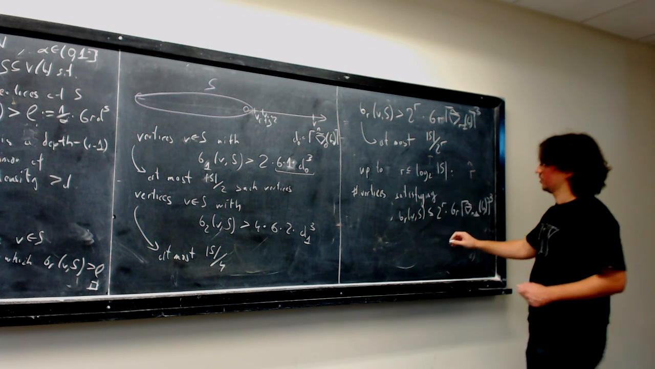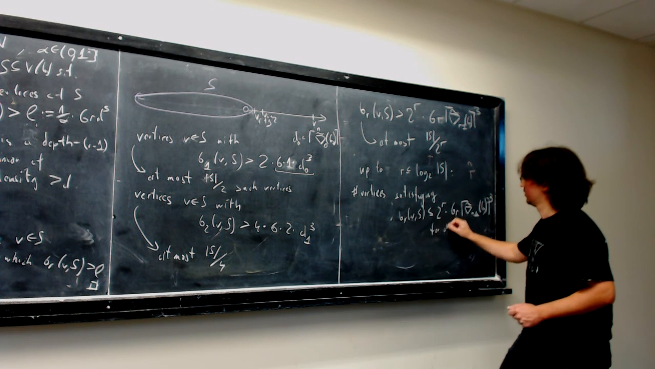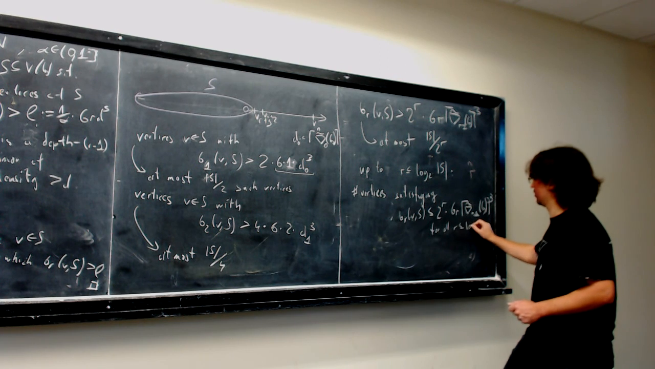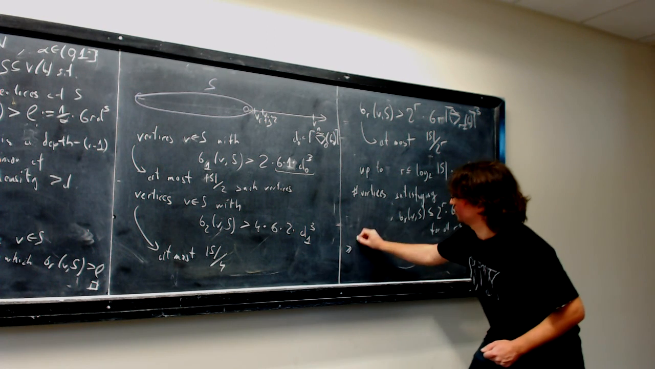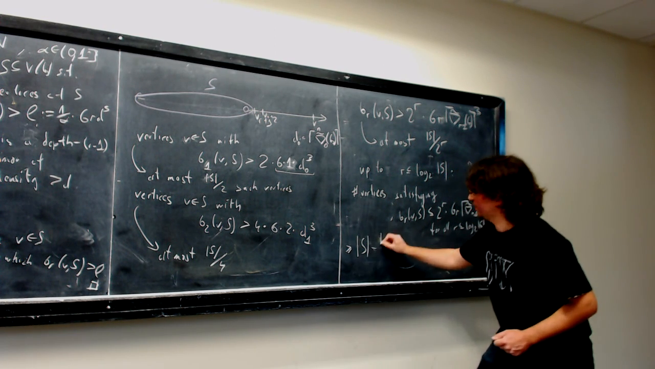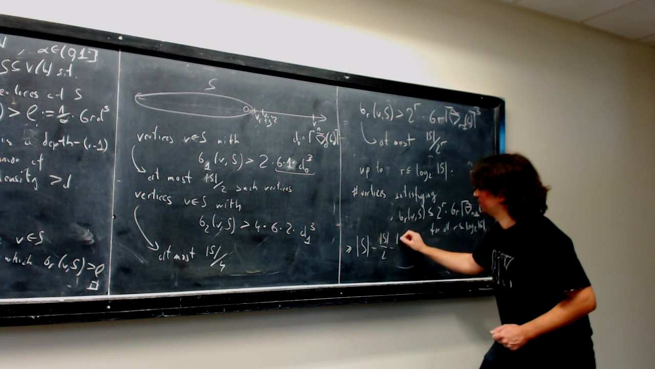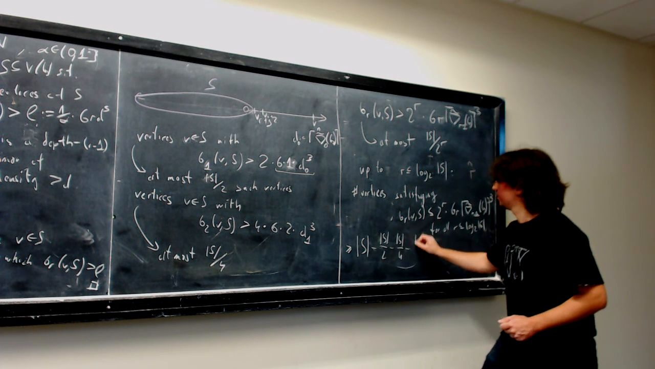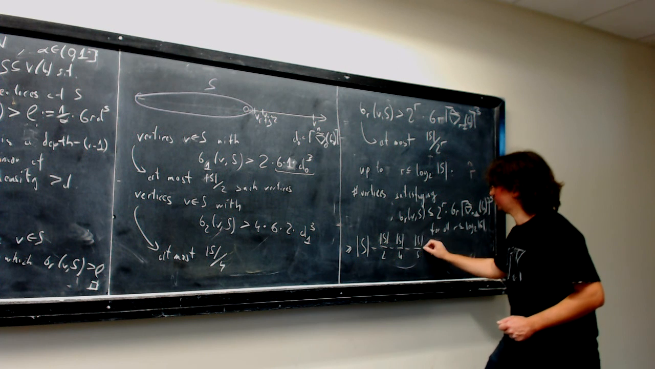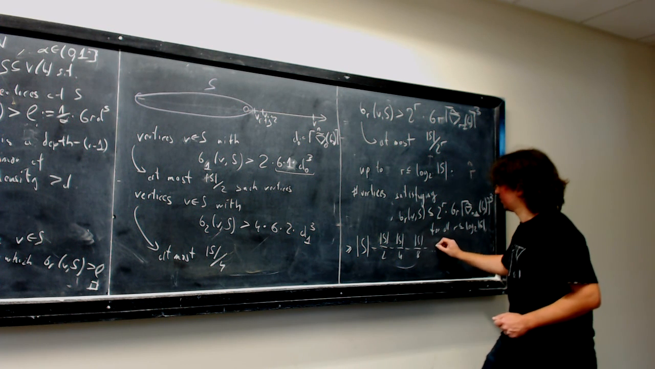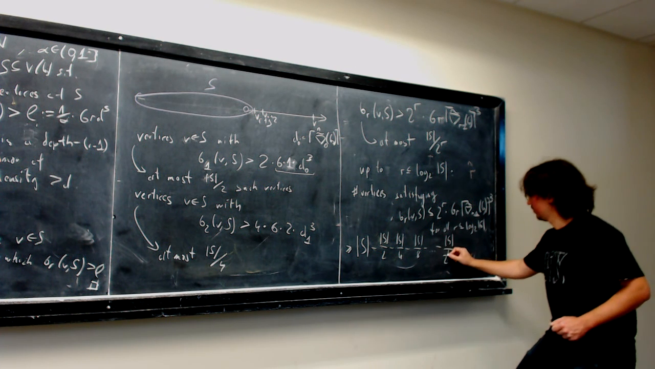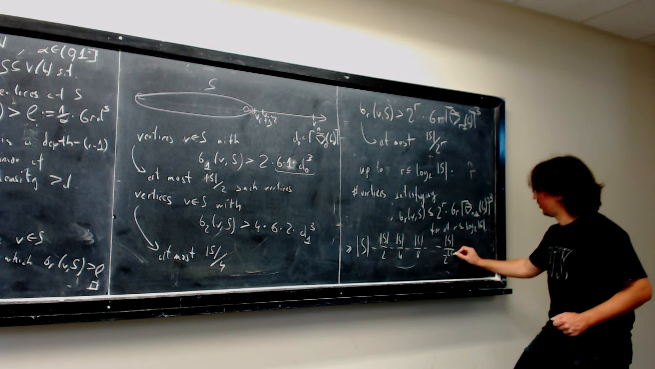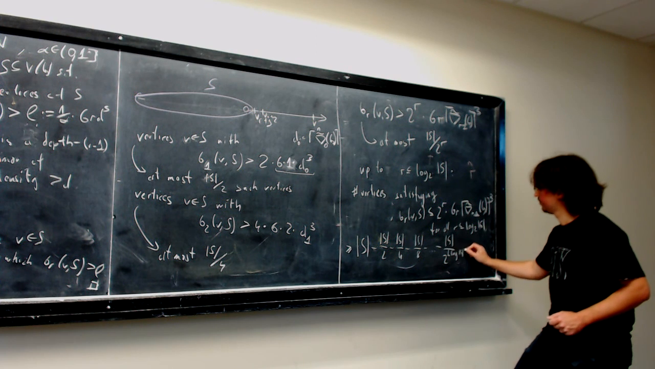For all r at most log base 2 size of S. How many are there? It's at least all the vertices minus |S|/2, minus |S|/4, minus |S|/8, and so on, minus |S| over 2 to the floor of log |S|.